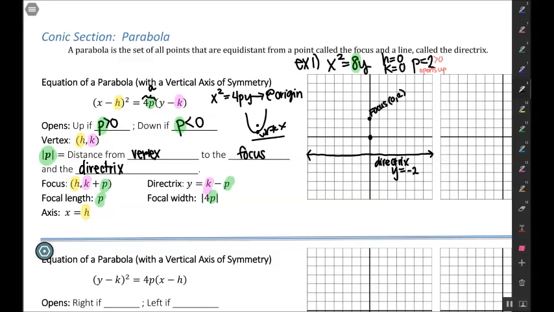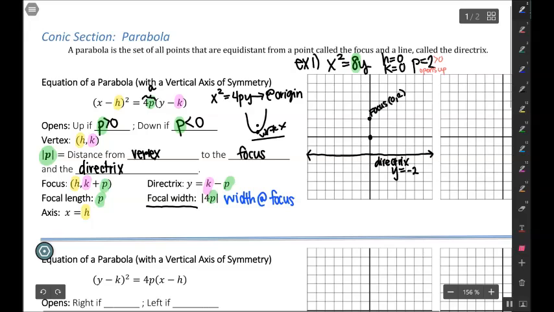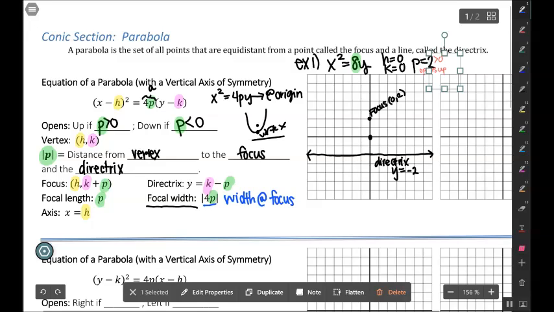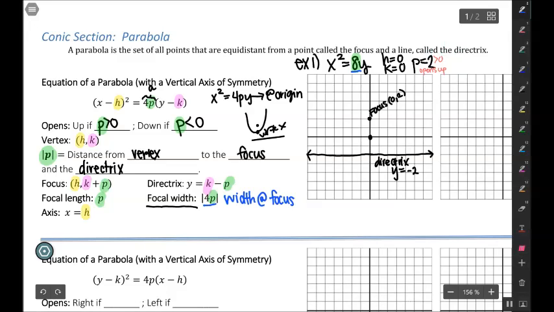And the way that I do it is I use something called the focal width. The focal width is a distance across the parabola at the focus, or the width at the focus. So 4p. That's usually just going to be the absolute value of that number right there, which is 8. So at this focus here, the width of the parabola is going to be 8.